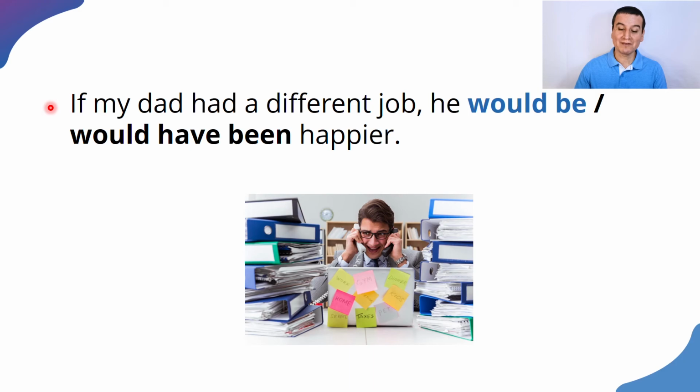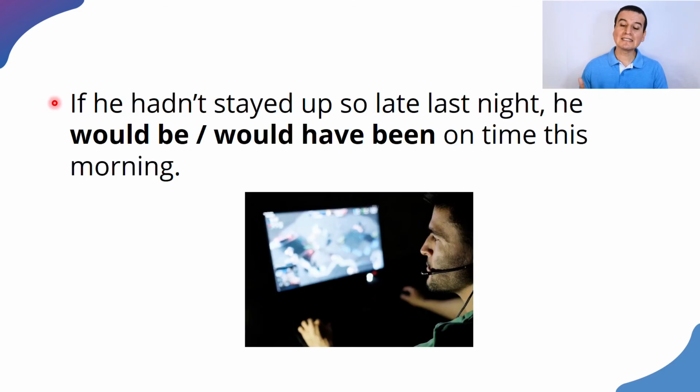Great. So, finally, if he hadn't stayed up so late last night, he blank on time this morning. One key here is that we're using the past perfect for the condition. If we have the past perfect for the condition, we're talking about the third conditional. So that is a good key. So the answer is, he would have been on time this morning. Listen to his pronunciation, please. If he hadn't stayed up so late last night, he would have been on time this morning. Great.